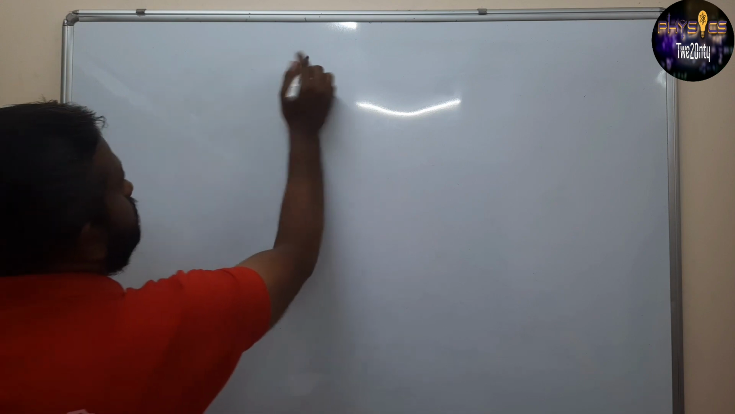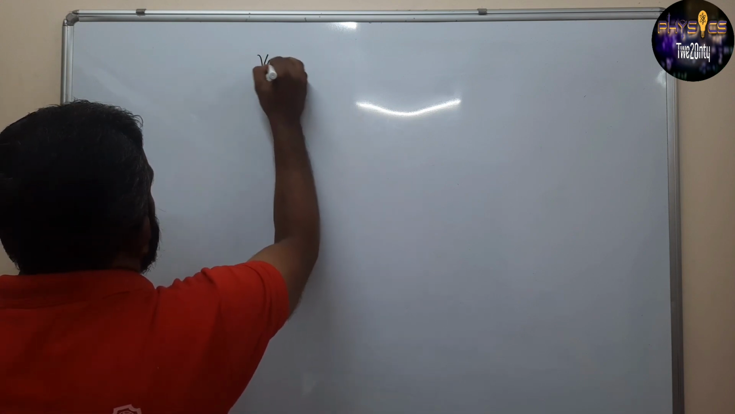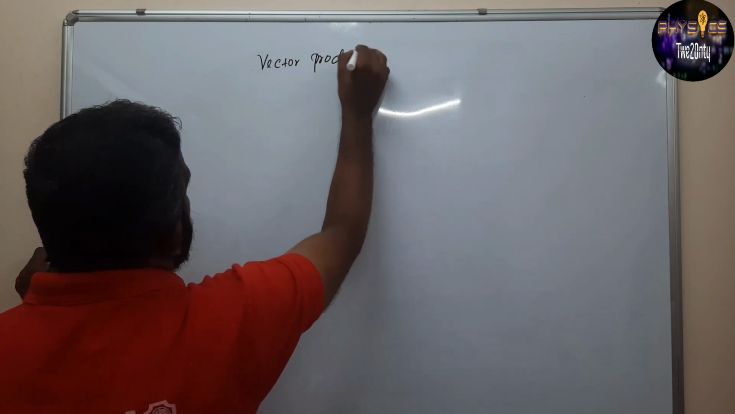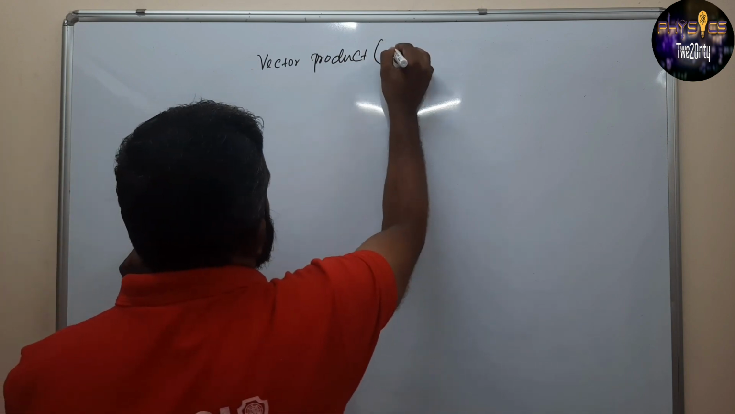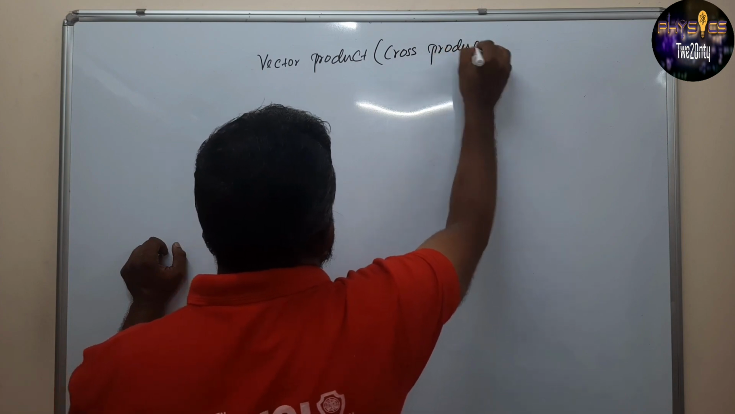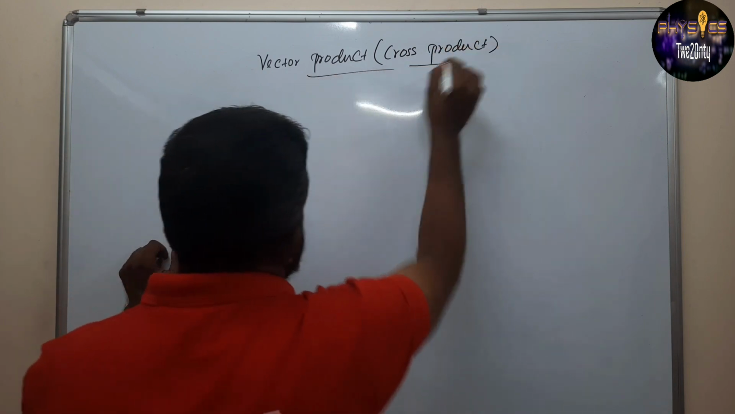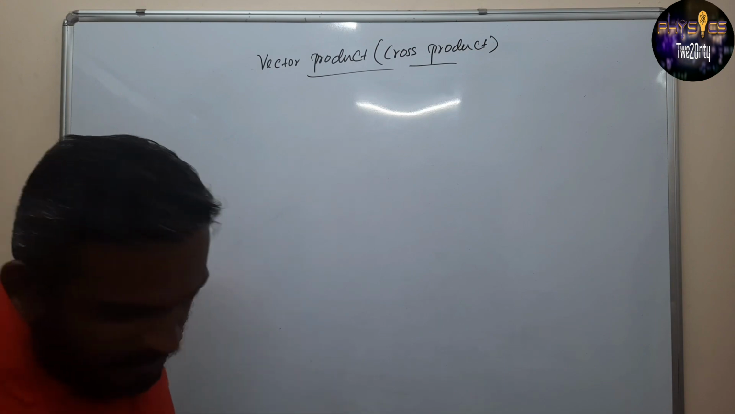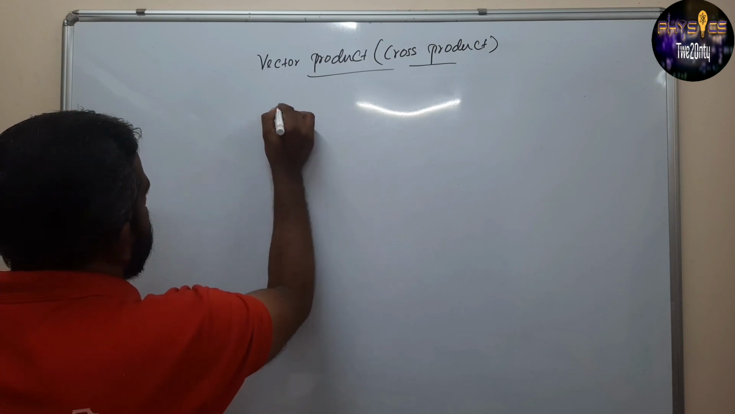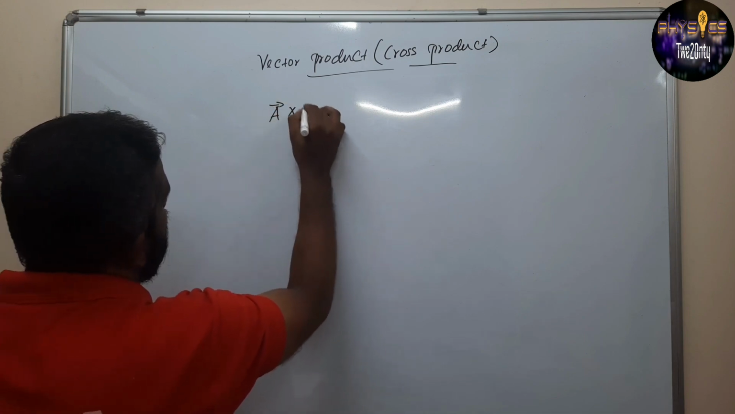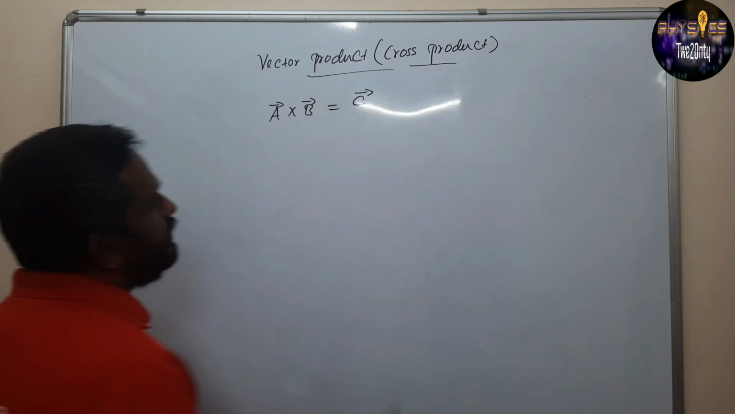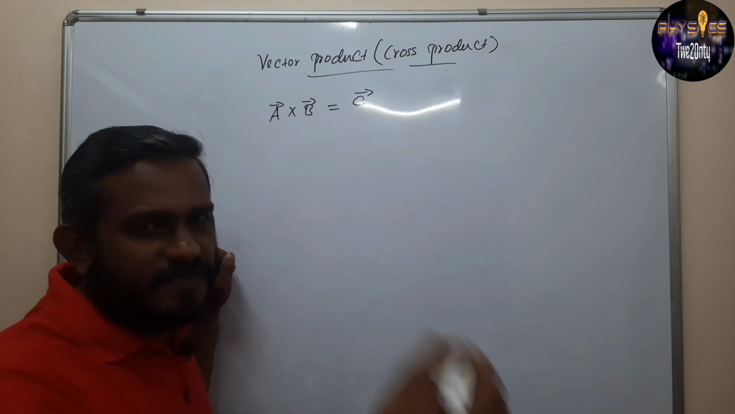So, vector product, or cross product. A vector is multiplied by another vector, so we are getting a third vector. The resultant is a vector.